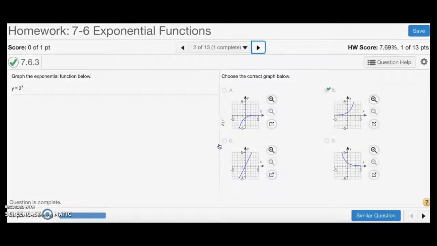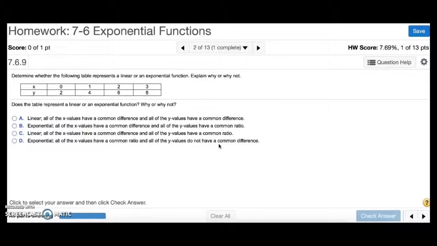That is number 1. Number 2 is asking you to determine whether the following table represents a linear or an exponential function, and it asks to explain why or why not. So what we need to do first is look at our x's and look at the values and see if they are increasing or decreasing by the same number. See if we add or subtract the same number each time. So to go from 0 to 1, we add 1. 1 to 2, we add 1. And from 2 to 3, we add 1. So they have a common difference of 1.